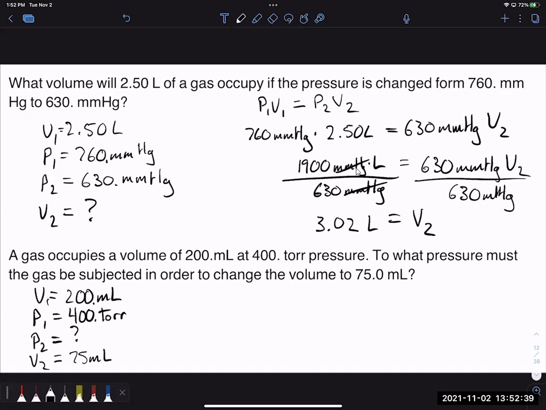And again, it's just the same equation. So we're going to do 400 torr times 200 mils. That's our P1 and our V1. Oops, wait. Not 400 torr, sorry. 75 mils is V2. And then P2 is what we're looking for. So 400 times 200, and then divided by 75 will give us, all right, so the number from the calculator, 1066.06 repeating.